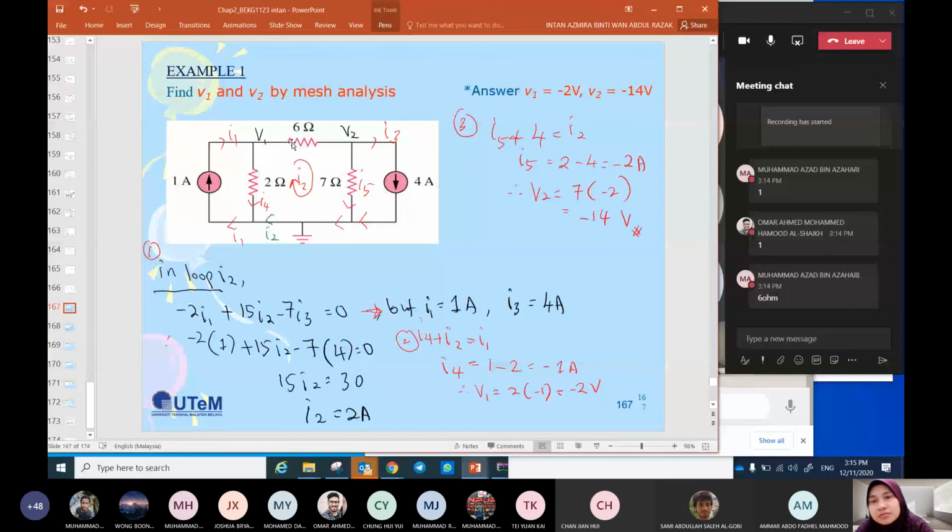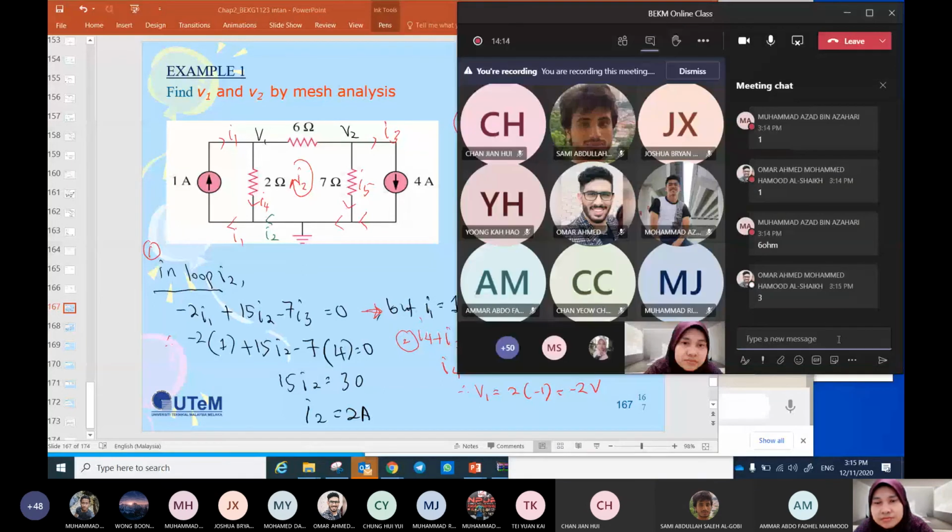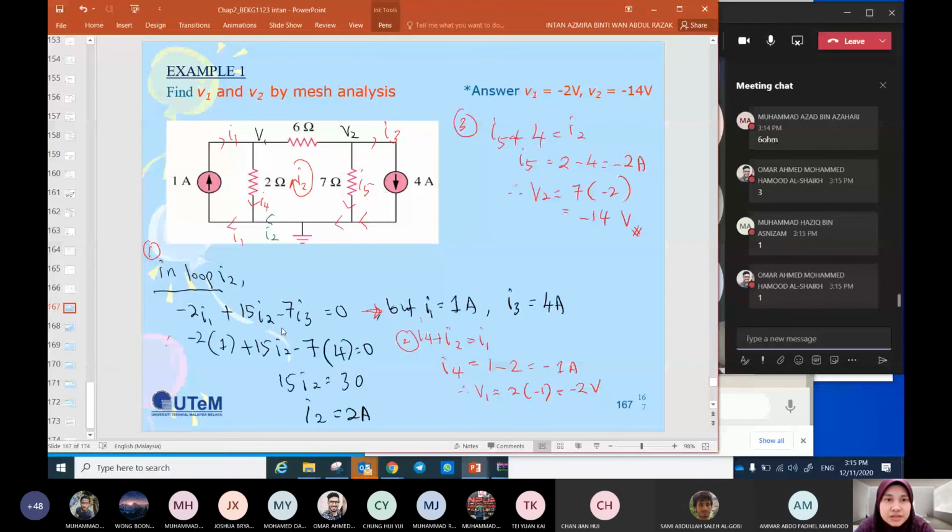15 I2, and how many resistances are shared with loop 3? 1. Give me the value of the resistance. 7 ohm. Yes. Okay, minus 7 I3.